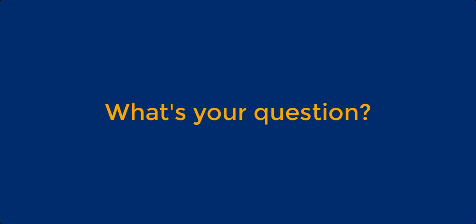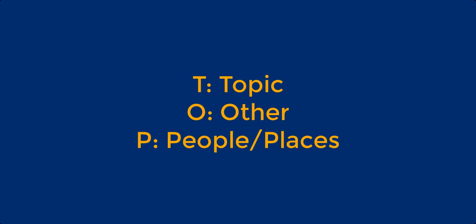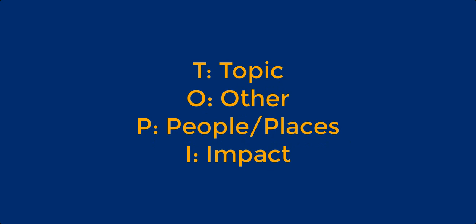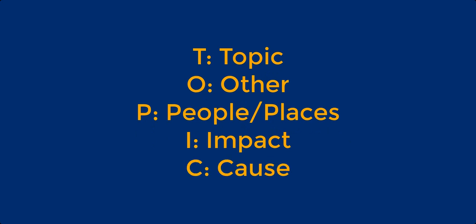For the purpose of this example, our topic is going to be we are looking for information on the history of coffee. Now, how do we take that and break it into keywords? We're going to answer some questions to get those keywords. Specifically, we're going to answer the TOPIC questions. T stands for topic, O stands for other, P stands for people or places, I stands for impact, and C stands for causes. So we are going to answer each of these questions thinking about the history of coffee.